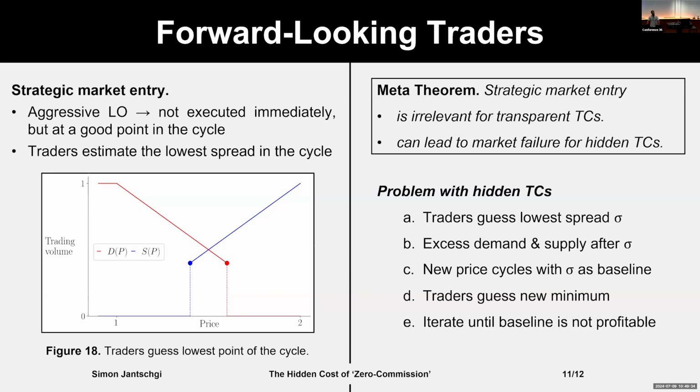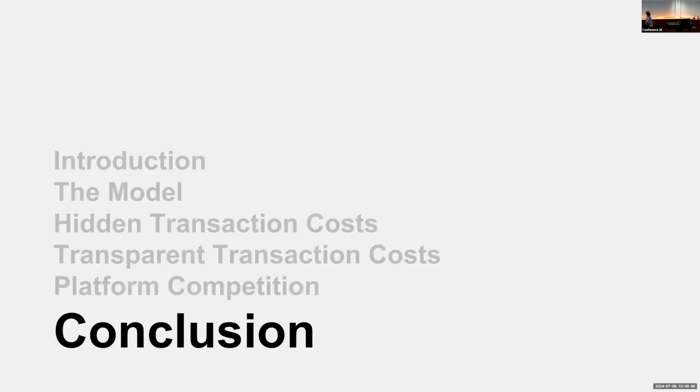So what you're going to get is new price cycles with a new baseline lowest spread. But now traders should guess that new minimum. So actually, via iterative reasoning, you can show that the only Bayesian-Nash equilibrium in that market is the one where all traders fully guess the equilibrium price, which is going to lead to zero revenue for the market platform. And if they have some misspecified beliefs, you could even get to market failure.